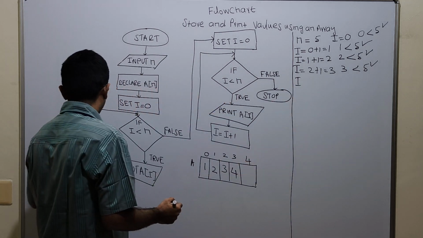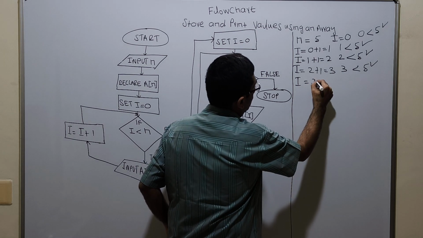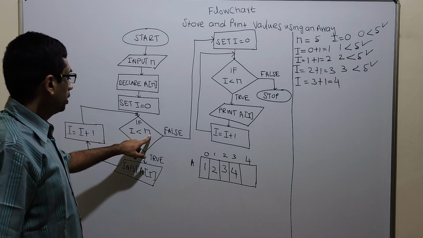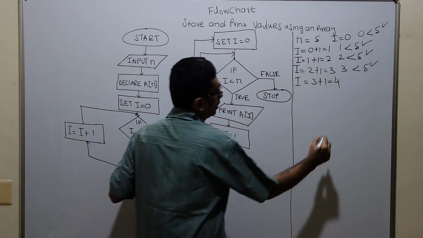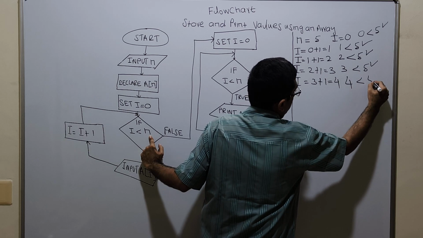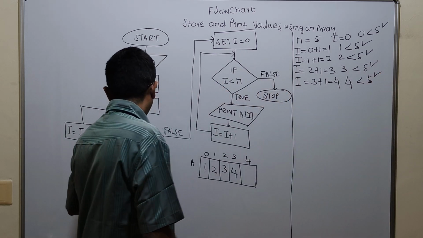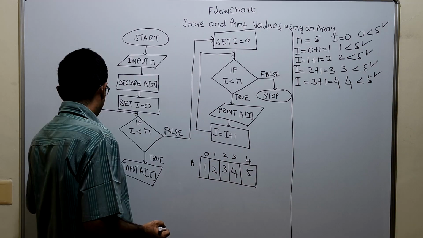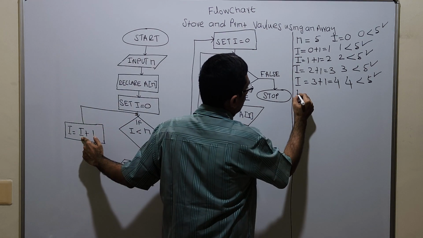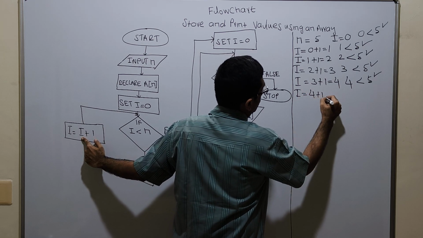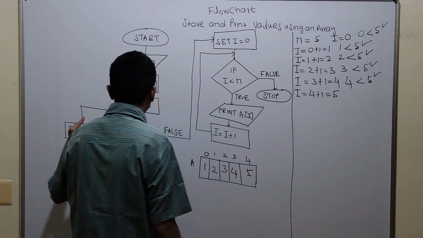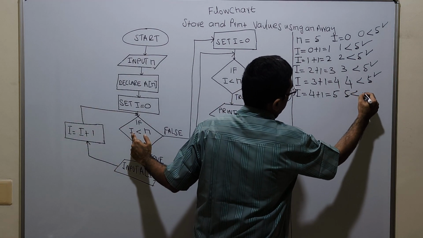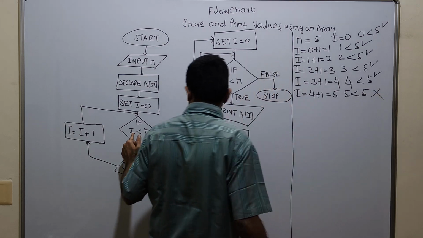Now incrementing I by 1. I equal to 3 plus 1, which is equal to 4. Checking the condition 4 lesser than 5, which is true. Obtaining input for a of 4. A of 4 I am storing a value 5 and incrementing I by 1. I equal to 4 plus 1, which is equal to 5. I am checking the condition I lesser than n. So what is the value of I? 5 lesser than 5, which is false. So it will take the false.